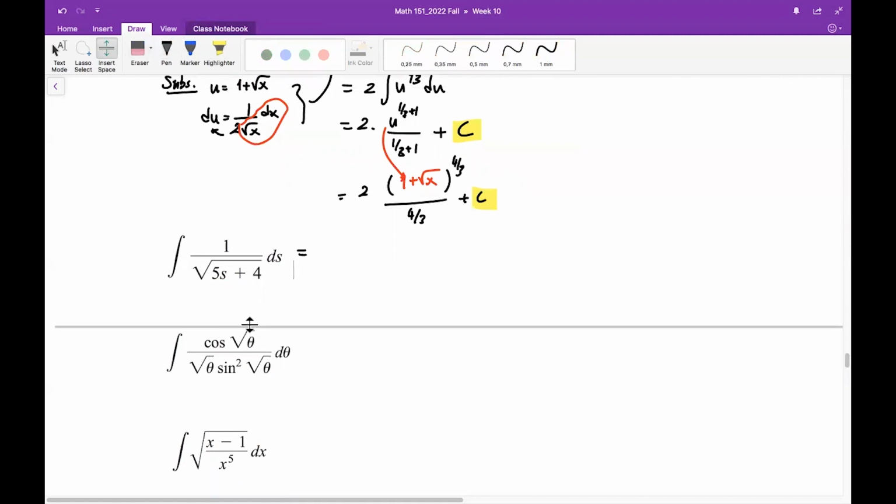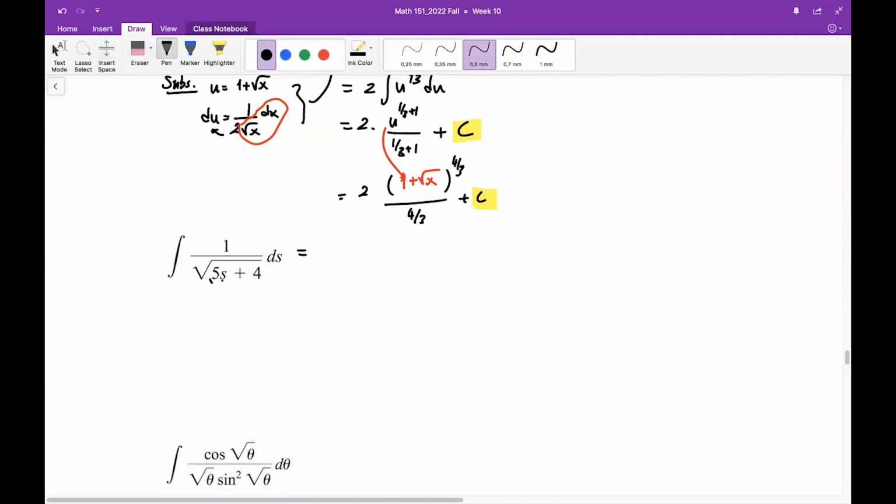We need to choose a nice substitution. Let's choose this part as u and try to see what happens. u is 5s plus 4, then du is 5ds, right? And then let's see if it is possible to rewrite your integral in terms of u's and du's only. This part is already chosen as square root of u. What is ds in terms of du? ds is in fact du over 5.